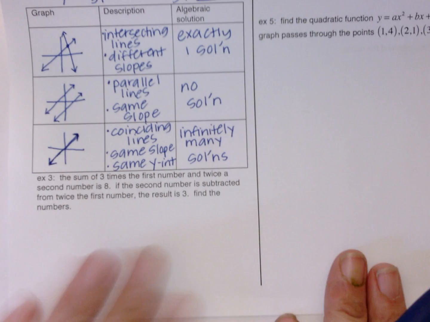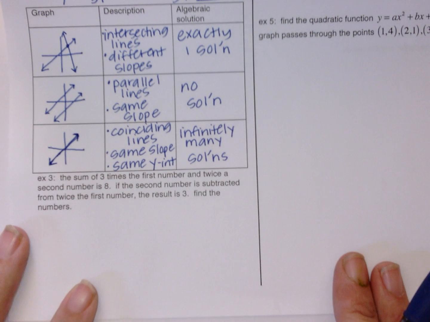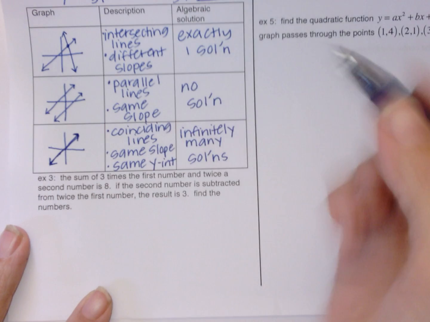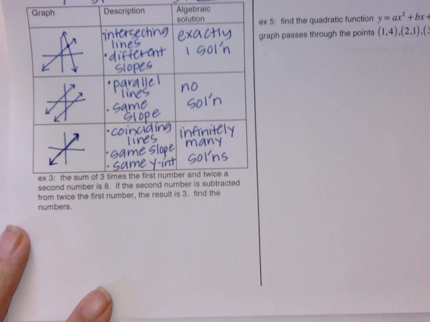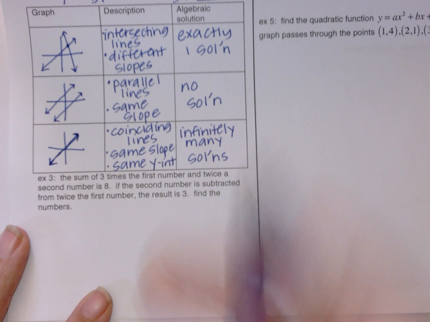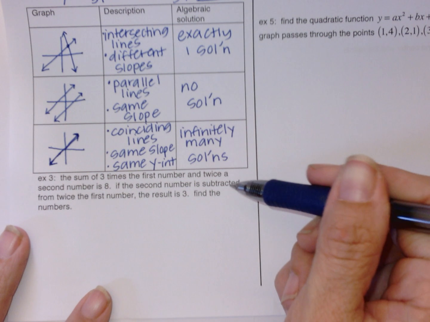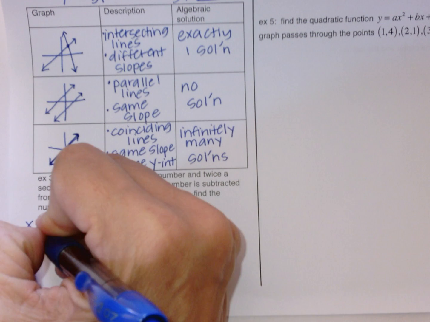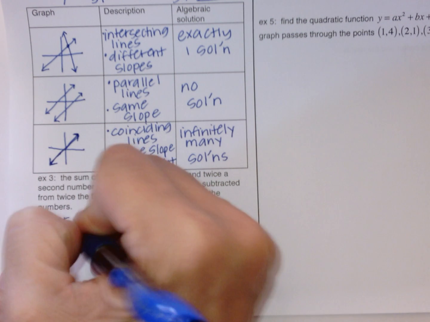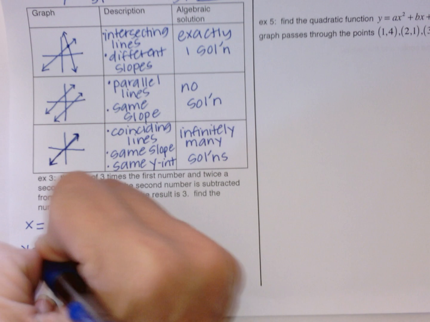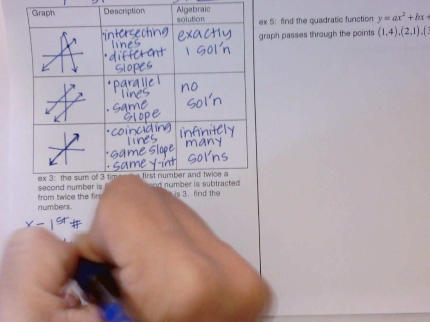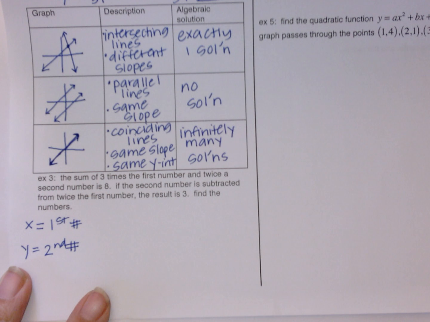Moving on to example 3, this is just a word problem. So it's the sum of 3 times the first number and twice the second number is 8. If the second number is subtracted from twice the first number, the result is 3. Find the numbers. So a good idea when you're doing these is to always label your variables. So x is going to equal the first number, and y is going to equal the second number. And we just need to translate this from a word problem into an equation.